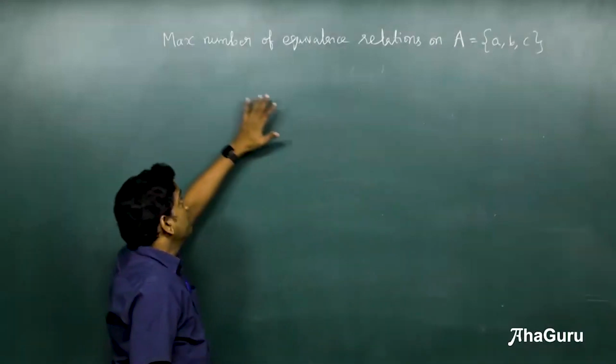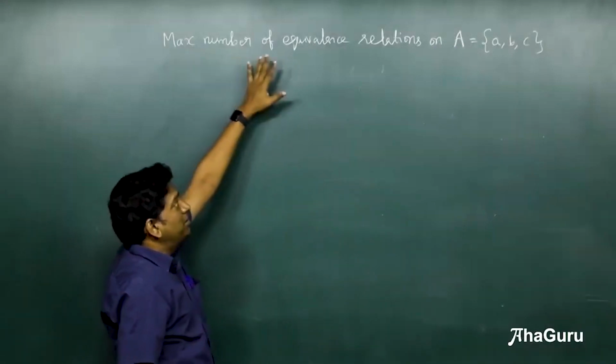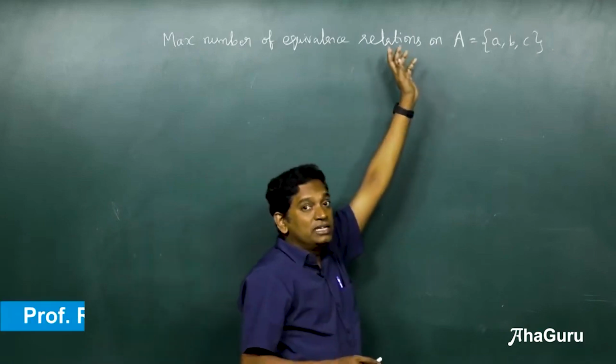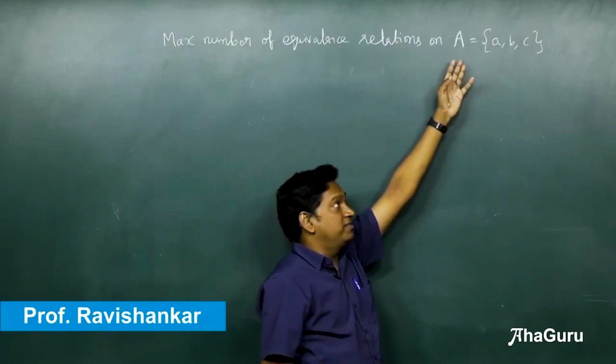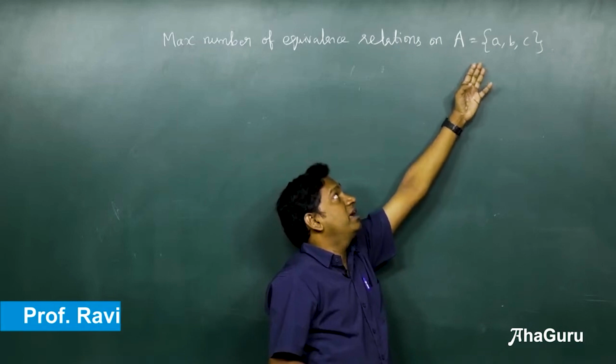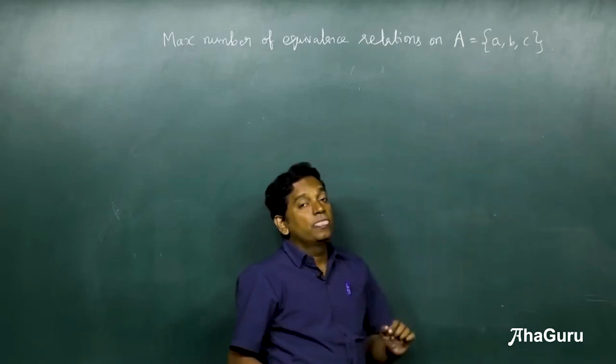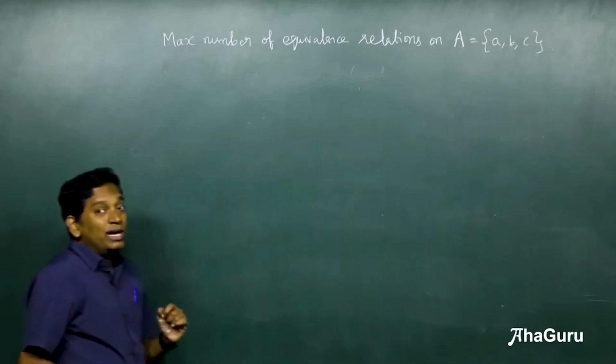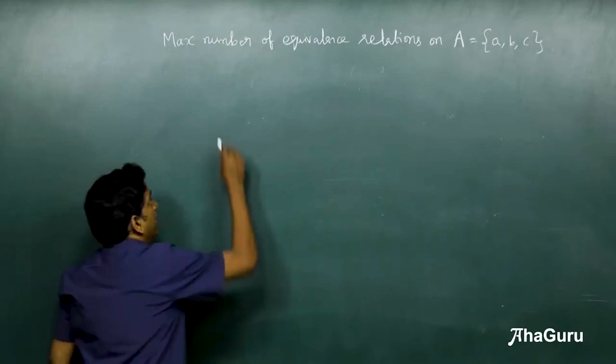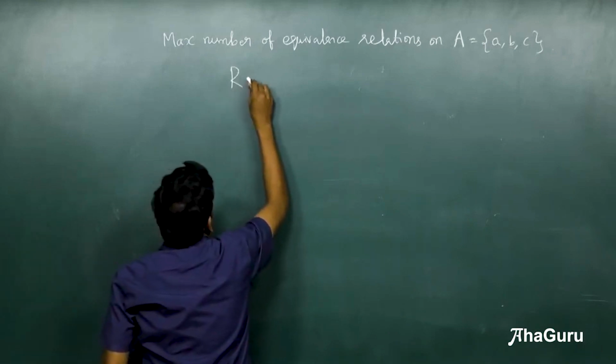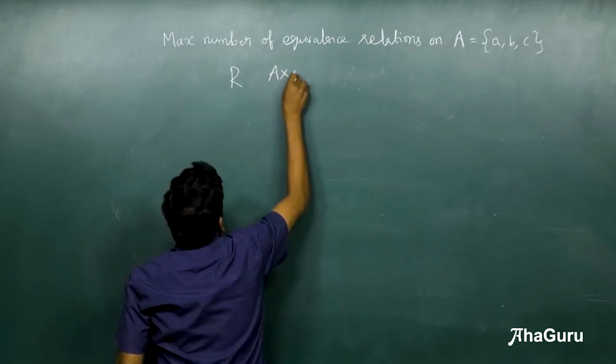In this problem, we are asked to find the maximum number of equivalence relations on a set with 3 elements. Now here I've just called the set A with the elements A, B and C.